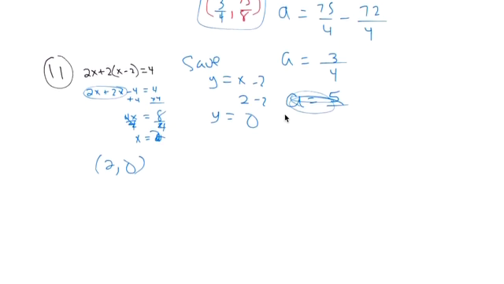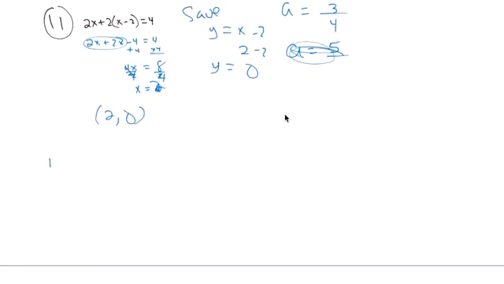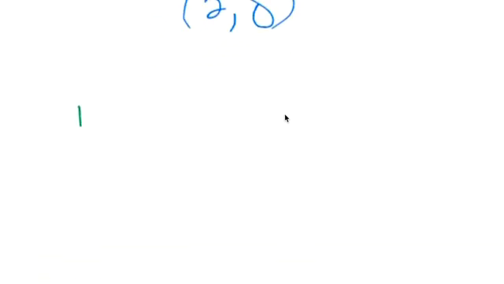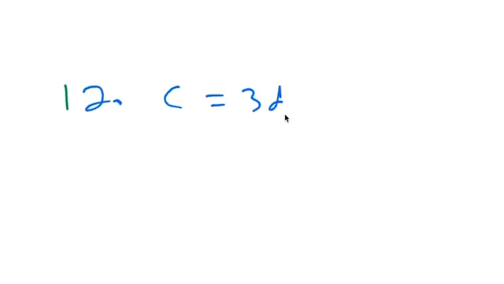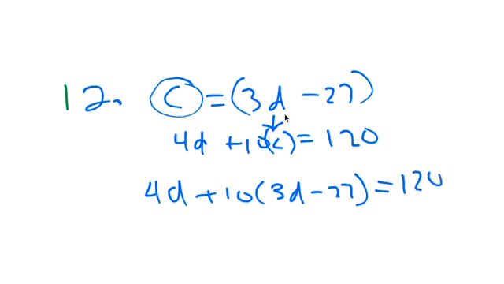Number 12 is a fraction one. Now I'll quit on number 12 and do 17, okay? Number 12. Number 12 says C equals 3D minus 27. 4D plus 10C is 120. Take this, put in where C is. So 4D plus 10 parentheses 3D minus 27 equals 120.